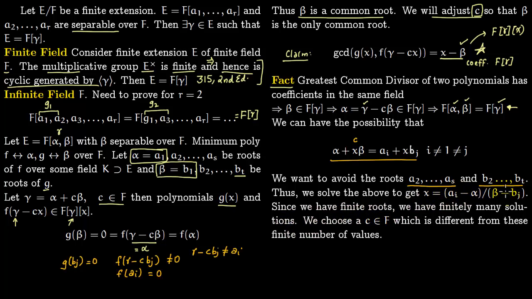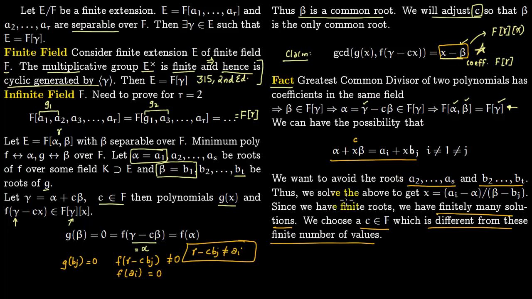Since these are finite roots here, you have finitely many solutions. So you have finitely many x's to solve. Now for any of those x's, you will have this equality hold. So you choose a c which is different from all these solutions, all these finite number of values. Therefore you will never have this condition, because you have chosen c so carefully that it is not the solution of these equations. And that's the end of the story. So therefore you will have only one common solution.